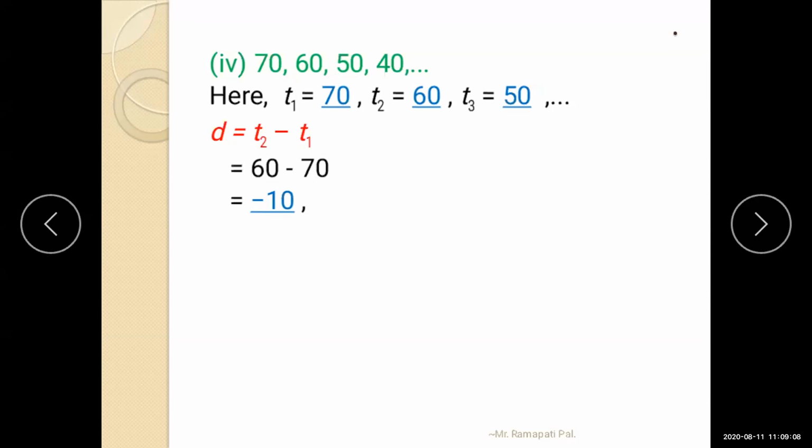Hiral Dakolia has written only 10. D is equal to 10. That is wrong. Minus 10. Okay. D is equal to T3 minus T2, which is equal to 50 minus 60. That is equal to minus 10 again. Okay.